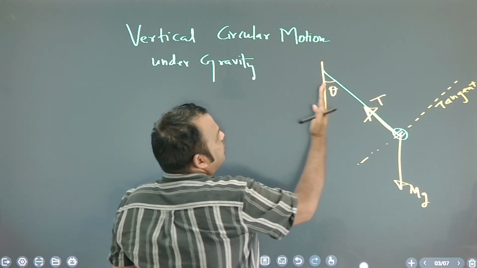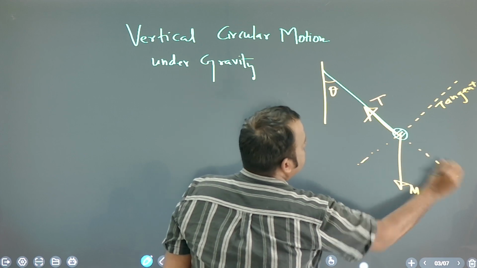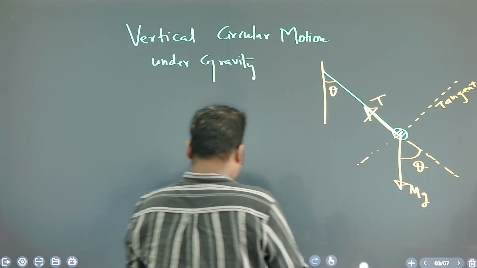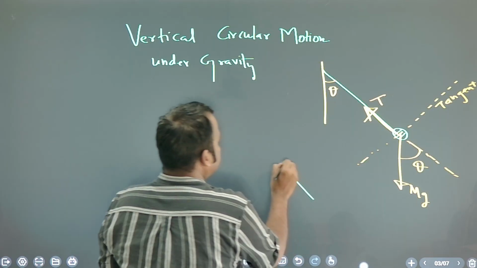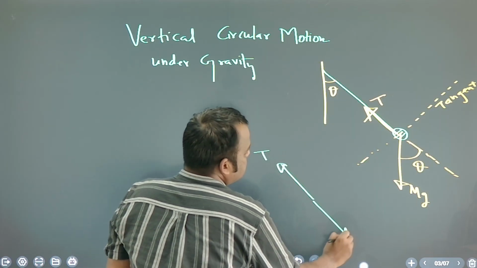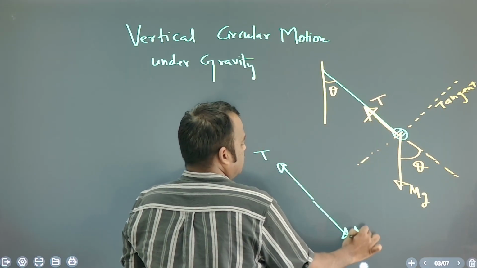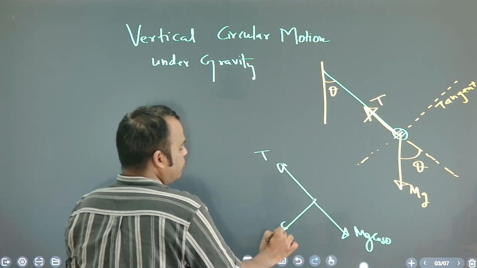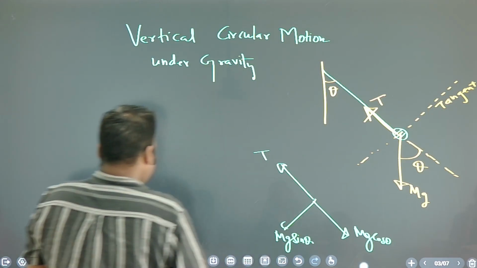So when angle with vertical is theta, this is T. So what is this angle? Theta. So you take components. So this is T. So what is the component of mg opposite to T? Mg cos theta. And along tangent, what is the component of mg? Mg sin theta.